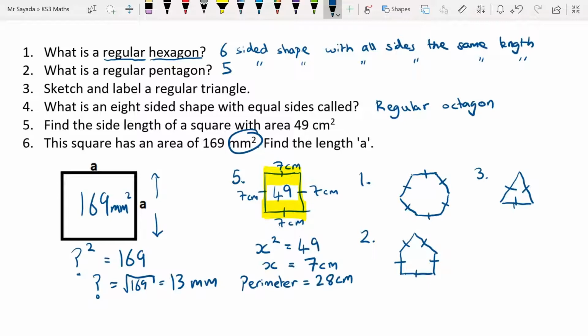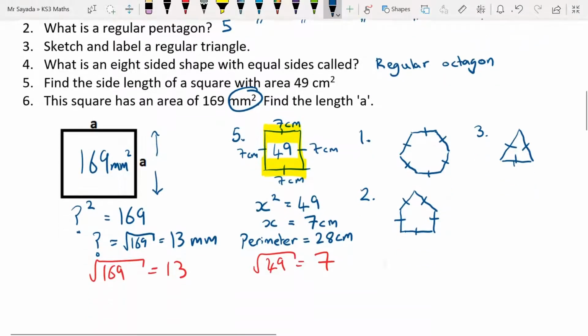So we need to know how to go from the area of a square to the length of the side of the square. So when you're given the area of a square, how do you find the length of each side of that square? Say your answer to the video now. The shortest way to answer that question is you need to find the square root. So in question 5, we found the square root of 49, which was 7. And in question 6, we found the square root of 169, which was 13. We're going to be using that during this video.